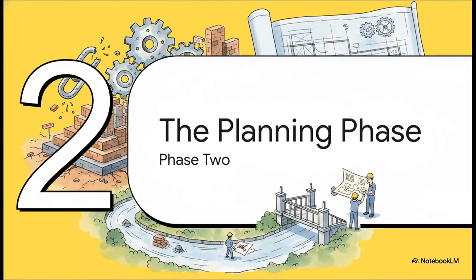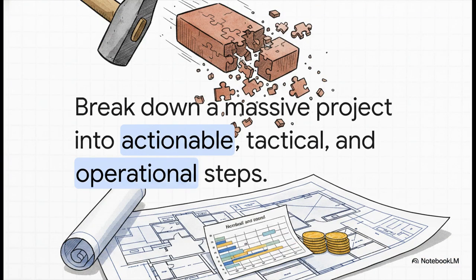With the project officially greenlit by the sponsor, we move right into Phase 2, the planning phase. This is arguably the most crucial stage if you want to avoid a total disaster later on. This phase answers the how. Like, how are we actually going to pull this off? Think of it like building a house. You wouldn't just show up to an empty plot of land and start randomly laying bricks, right? No way. You need a blueprint. You need a timeline. You need a clear budget. The planning phase takes those high-level ideas from Phase 1 and breaks them down into actionable, tactical, and operational steps.